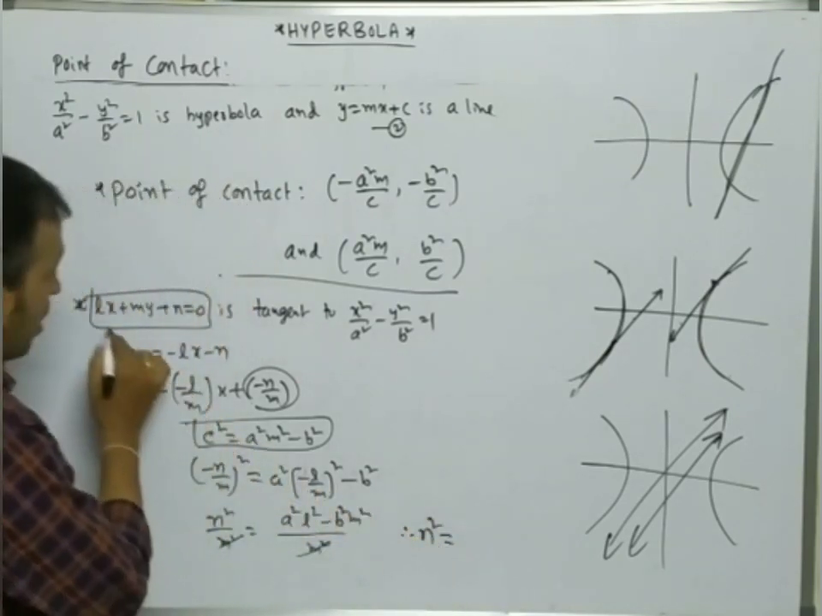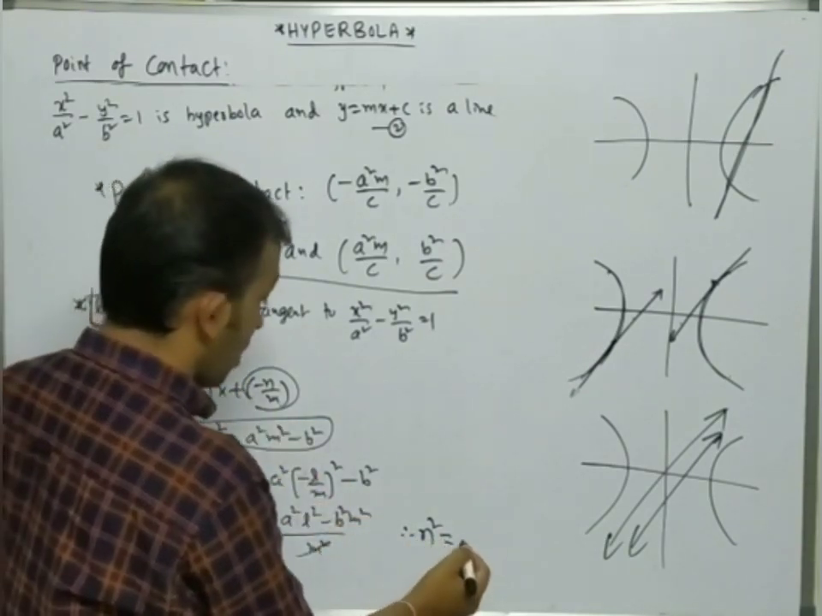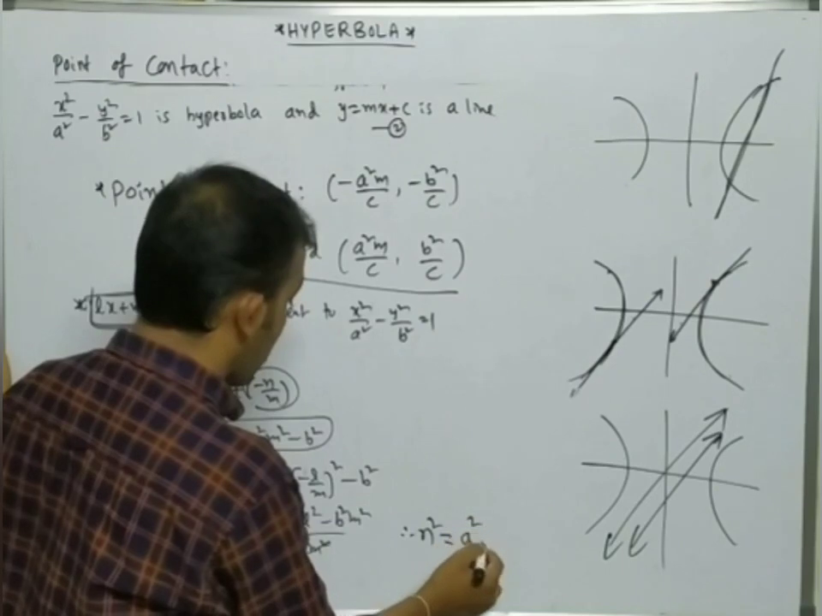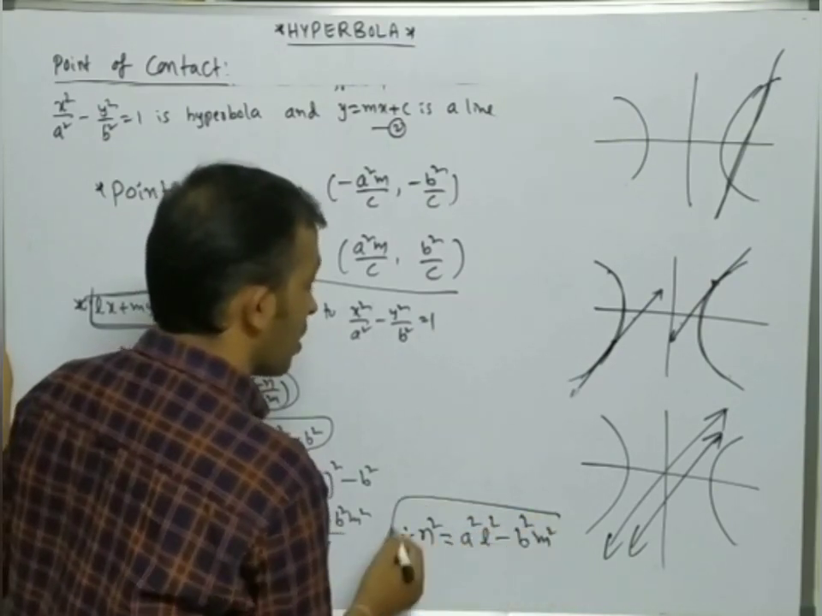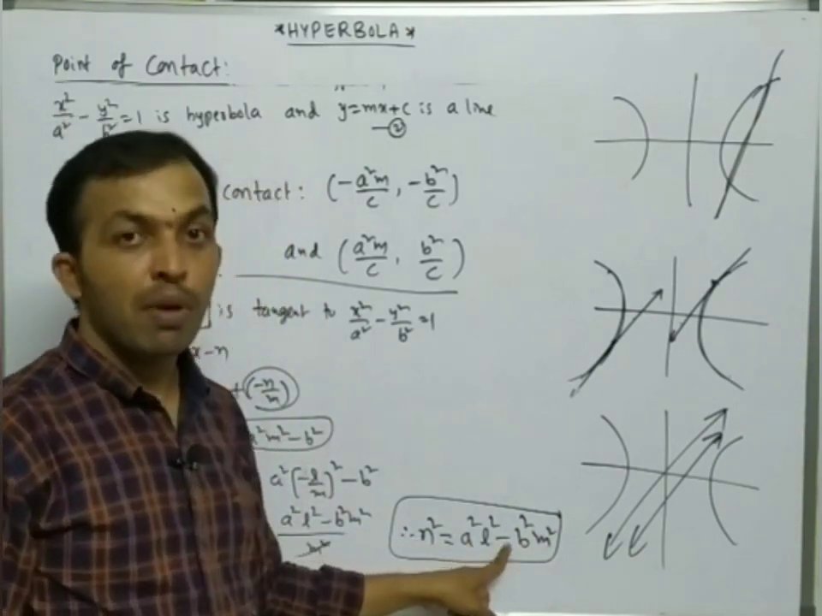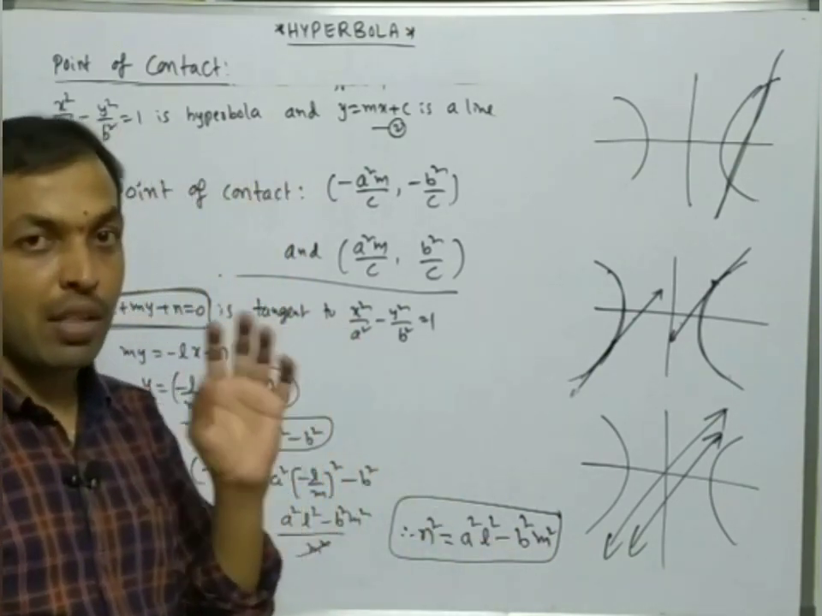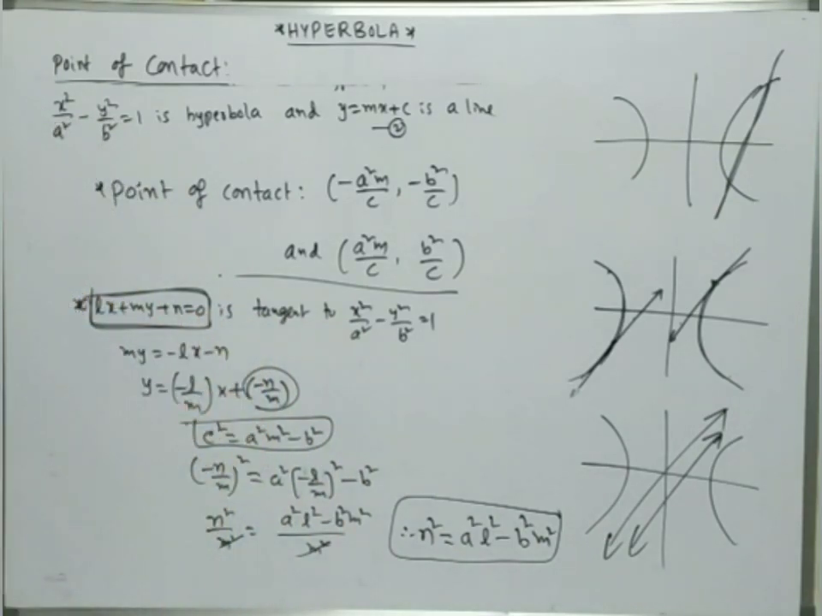So what is the condition? If the line is of the form lx plus my plus n is equal to 0, then the condition for tangency is n square equals a square l square minus b square m square. This is the condition. In the ellipse we have a plus symbol, here a minus symbol. Only minor changes are there. So study these concepts.